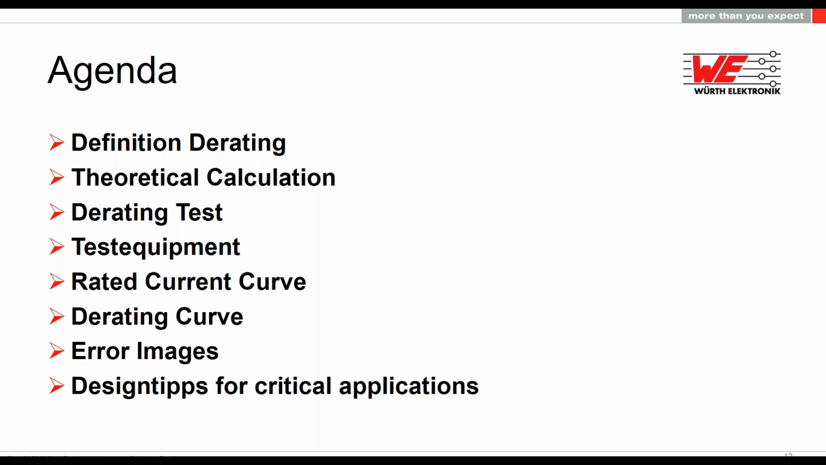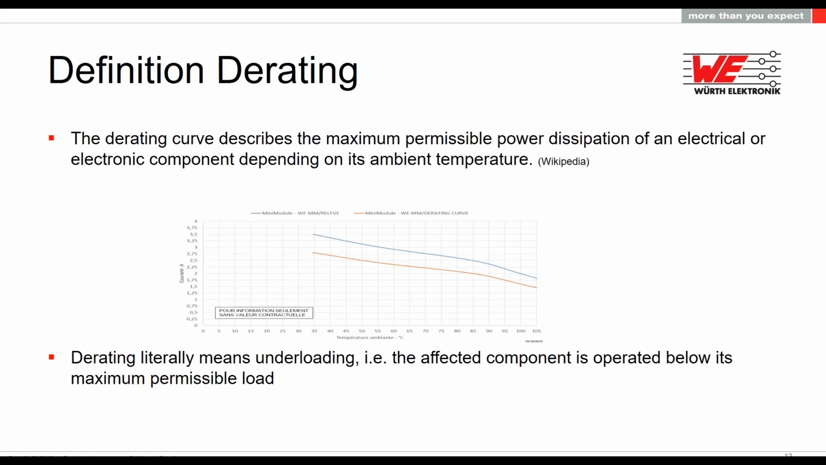So let's start with the definition of the derating. The derating curve describes the maximum permissible power dissipation of an electrical or electronic component depending on the ambient temperature. So this means it's relevant for the use of the component in what ambient temperature you use it, because this reduces the current you're allowed to apply to the component.